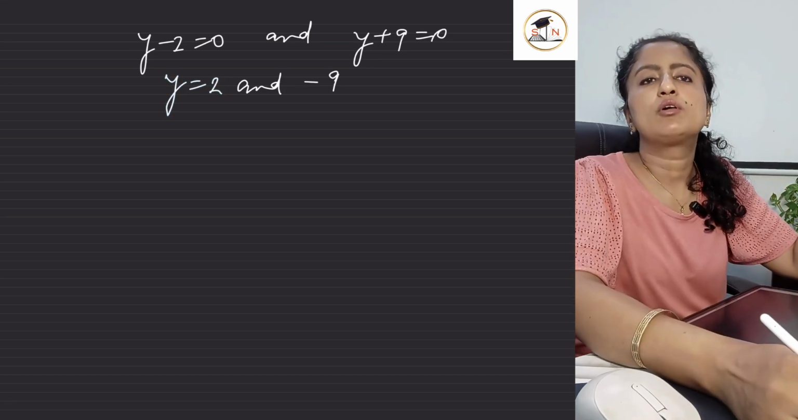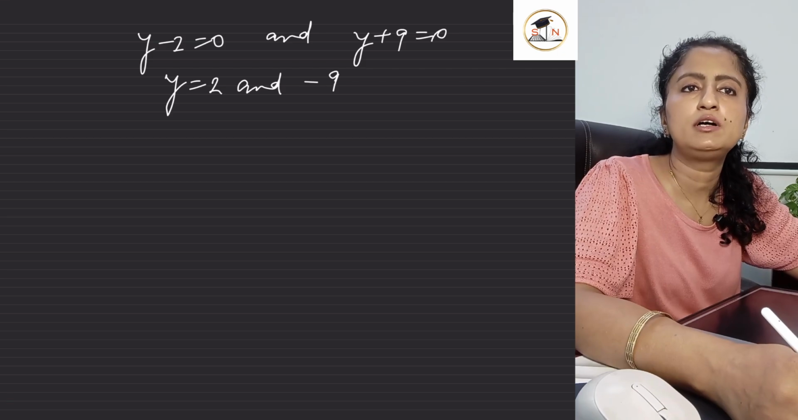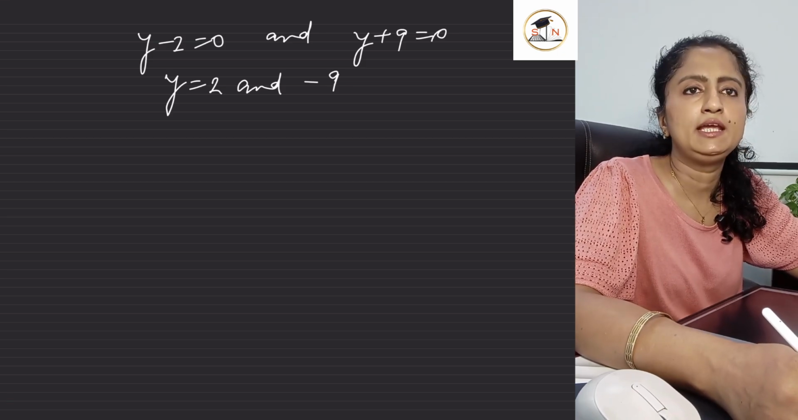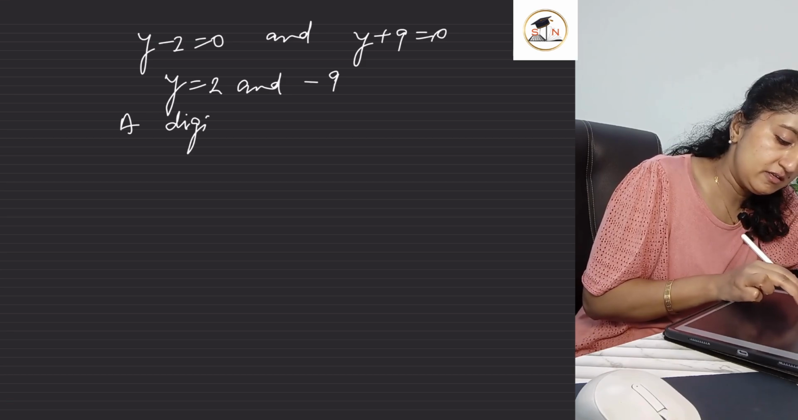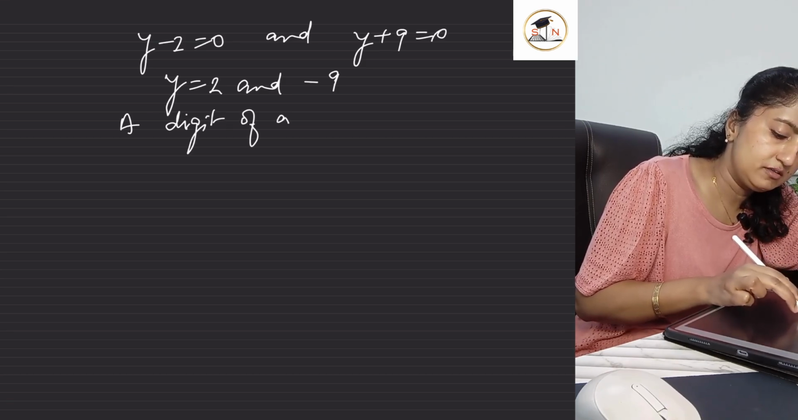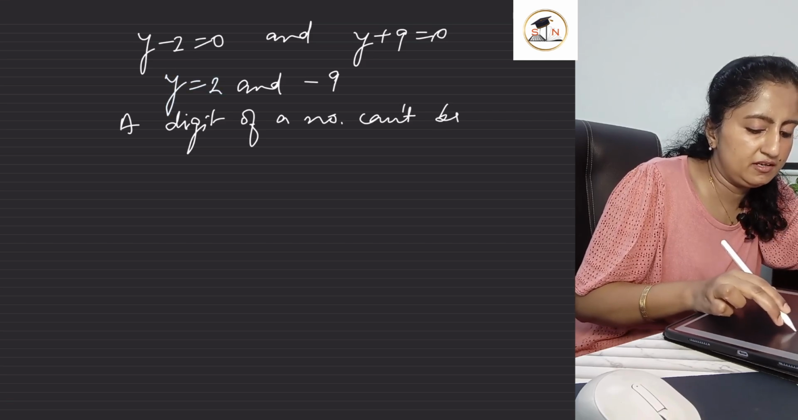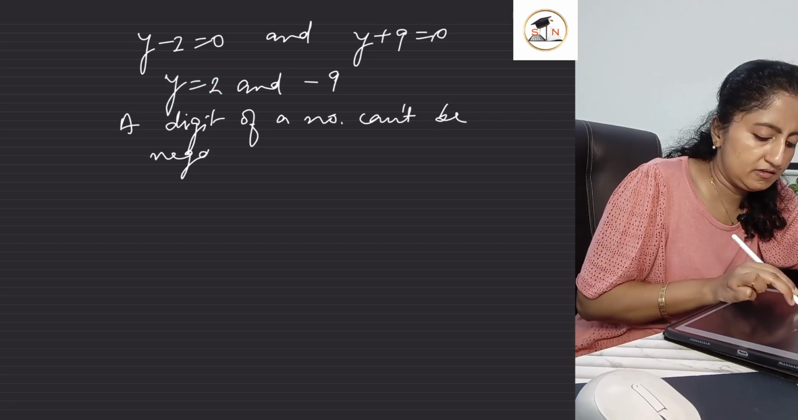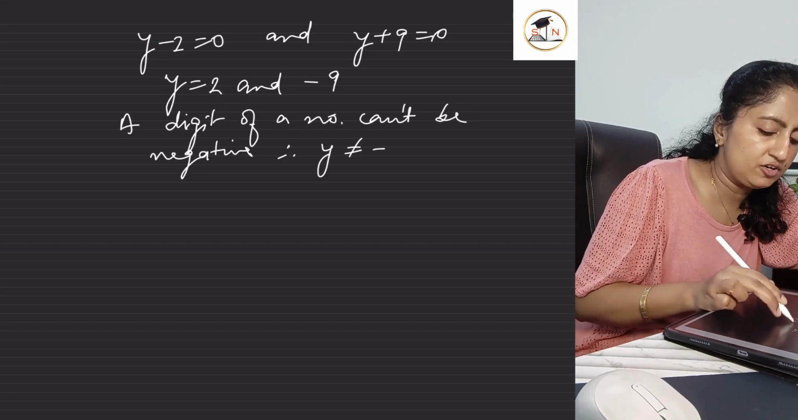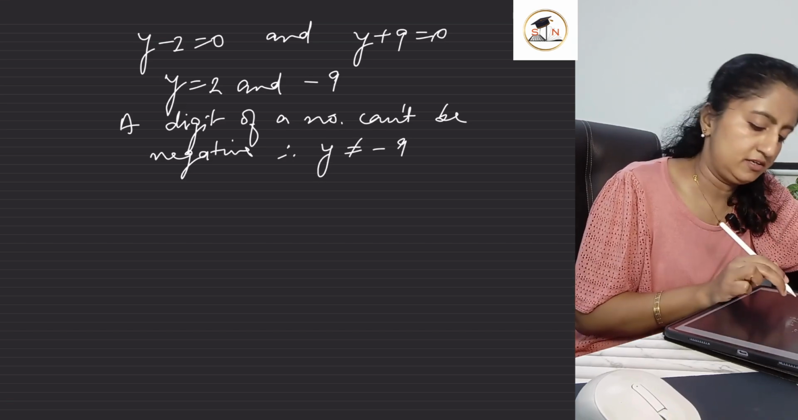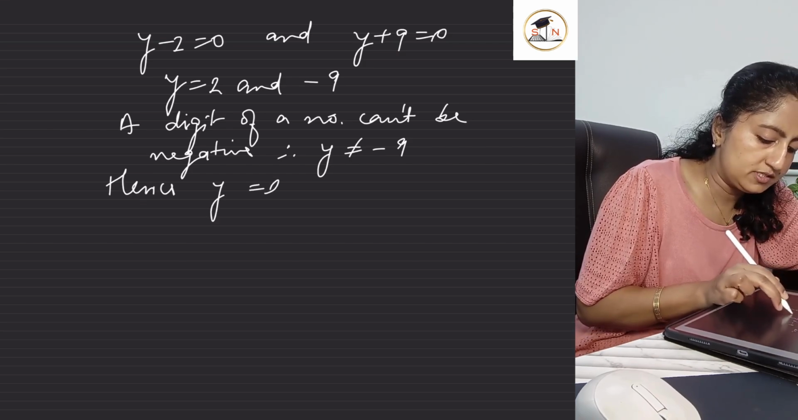Now, we are talking about a two-digit number. And what is y? y is one of the digits. It can't be negative. A digit of a number can't be negative. Therefore, y cannot be equal to negative 9, right? Hence, y equals 2.